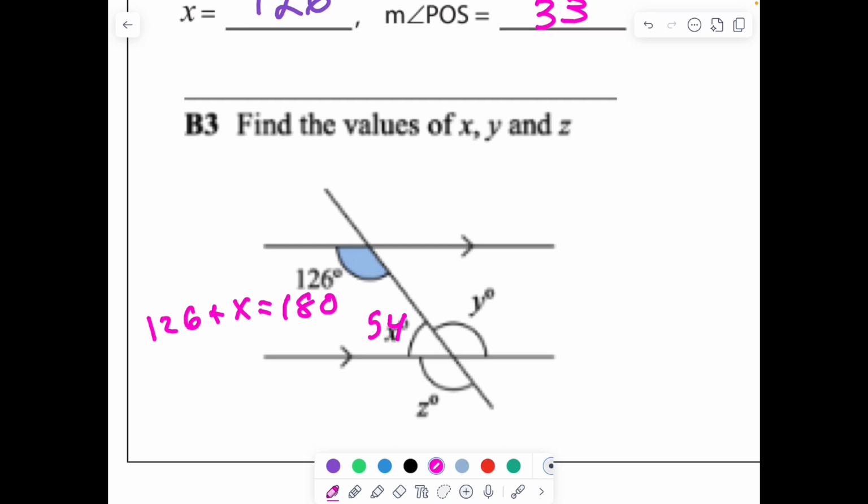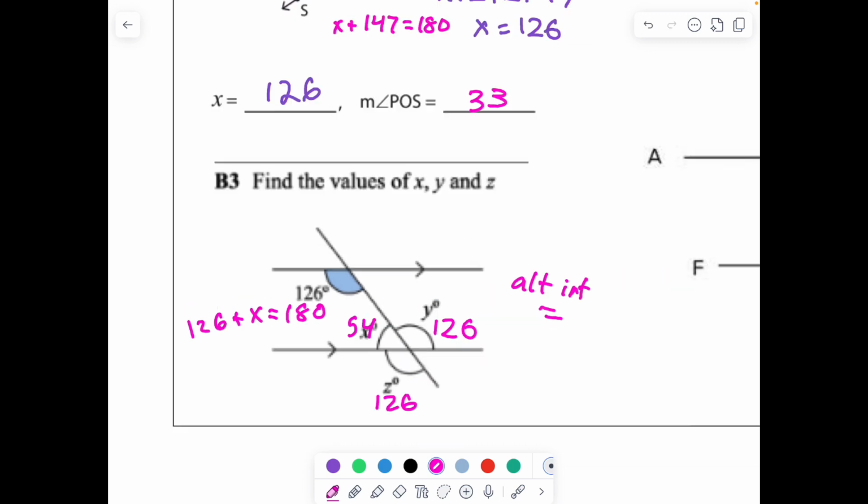Actually, let's do this instead. 126 and y are alternate interior angles, which means they're the same. Alternate interior angles are equal, so y is also 126. And then y and z are vertical angles, so z is 126.